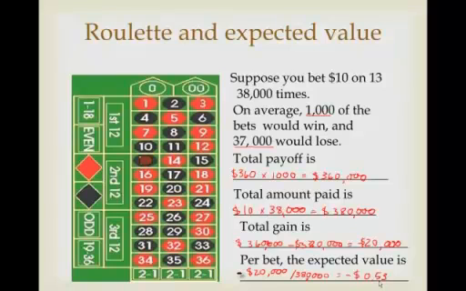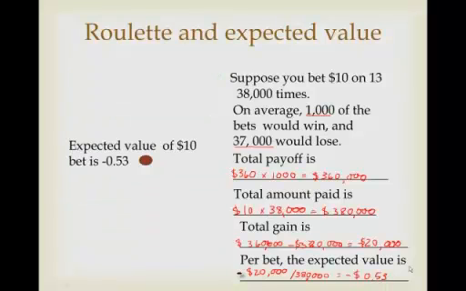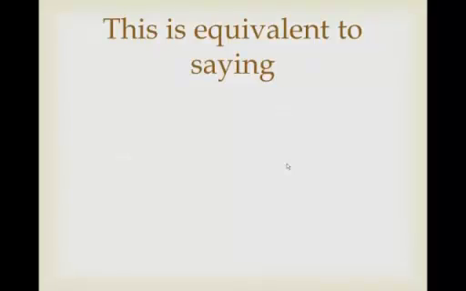it is a winning proposition. So the expected value, that $10 bet, is minus 53 cents, which is kind of not so good. And that's equivalent to saying that, that we can have 138.